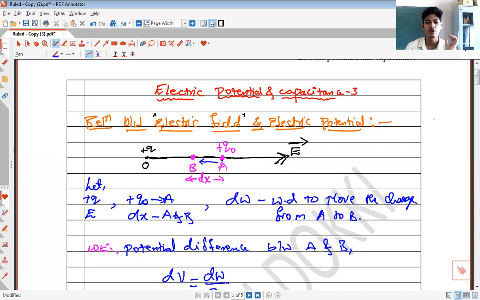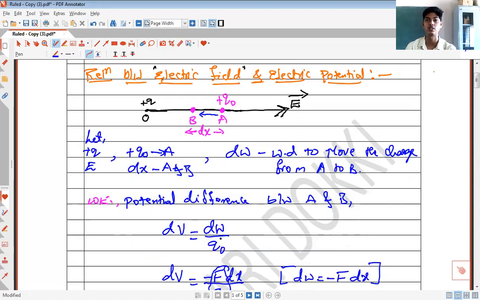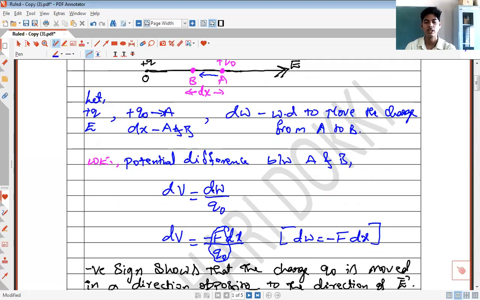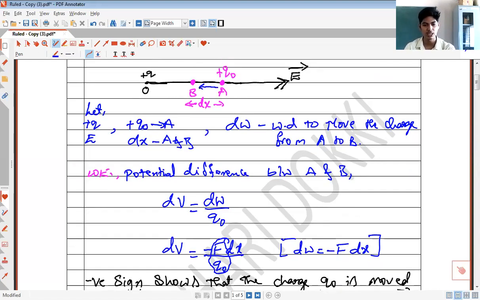Now we have to define potential difference between A and B. Potential difference between A and B is defined as dV is equal to dW by Q naught. This is the formula for potential difference. dW is written as minus F into dx. Work done is force into displacement. Here the displacement is in a direction opposite to the direction of the electric field, so we are taking it negative.